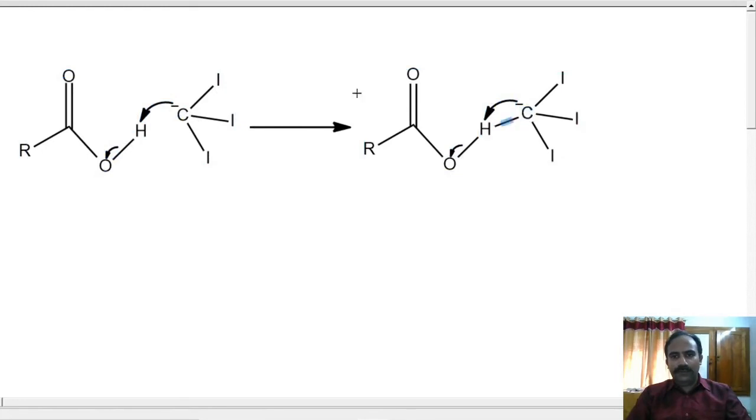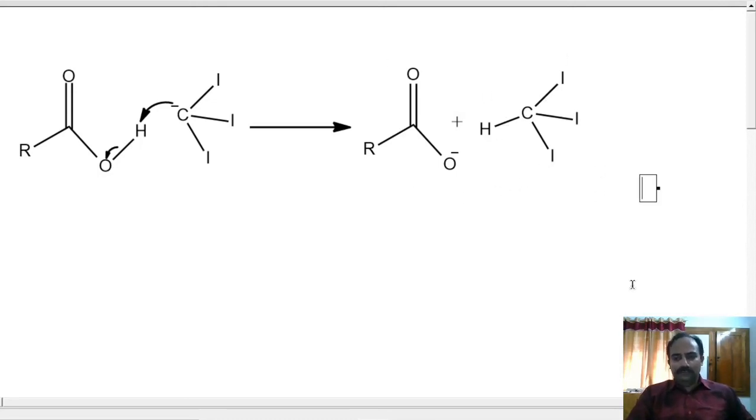So a new bond is forming here. At the same time, this old bond is breaking. This bond is breaking. That's shown here. And that is actually a negative charge. So we have an iodoform here. This is iodoform, CHI3, and this is carboxylate ion.